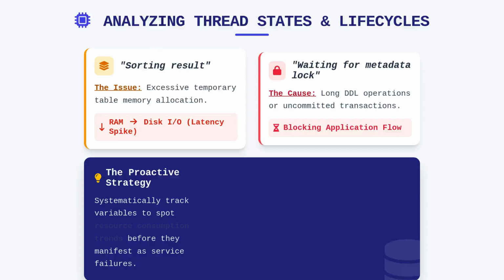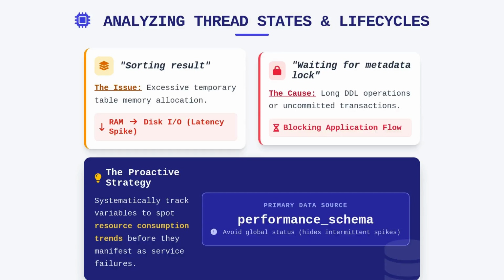By systematically checking these variables, you can spot trends in resource consumption before they manifest as outright service failures. Use the performance schema tables as your primary data source for these insights, as the global status variables reflect a cumulative history that can sometimes hide short-lived intermittent spikes that cause significant user-facing latency.